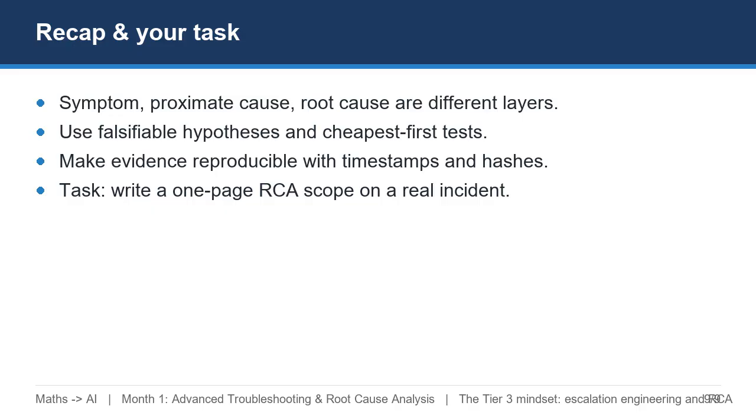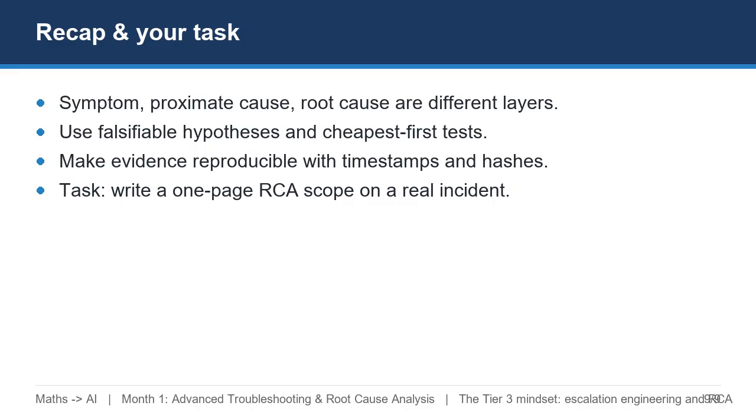Let's recap. An incident has 3 layers: symptom, proximate cause, and root cause, and Tier 3 eliminates the root. Investigate by elimination, with falsifiable hypotheses and the cheapest test first. Make your evidence reproducible with exact timestamps and file hashes.